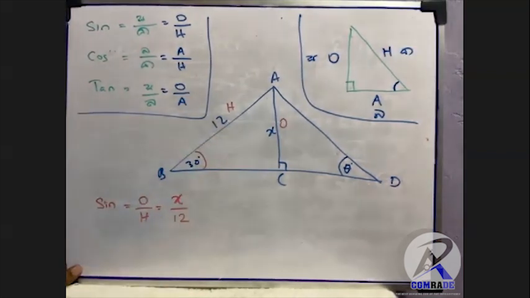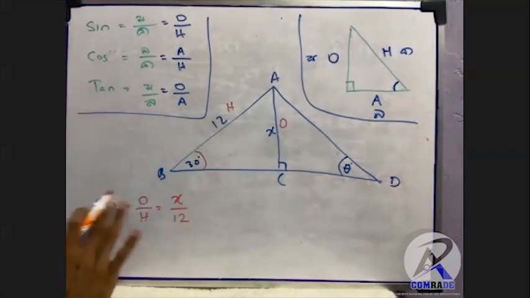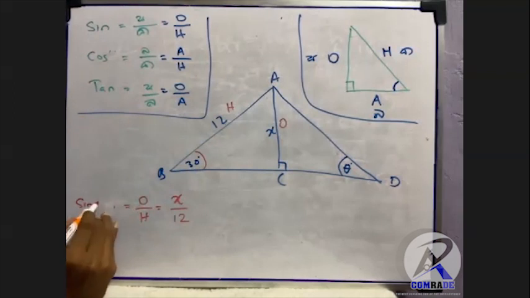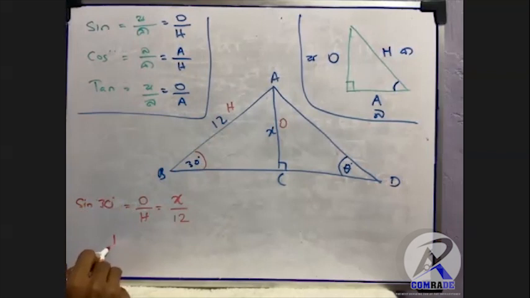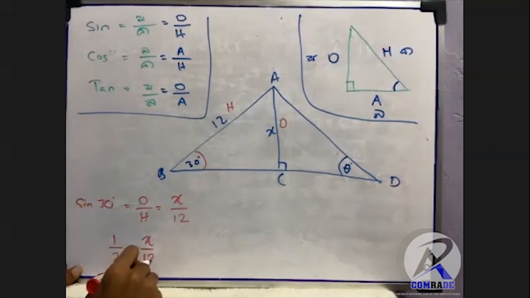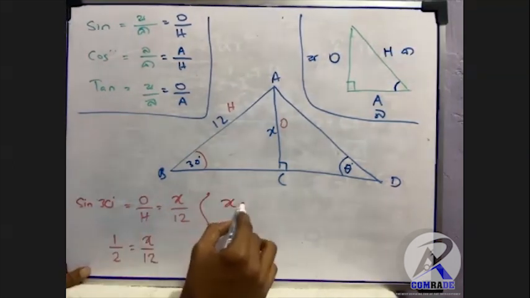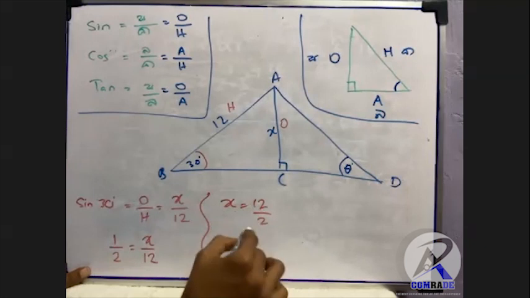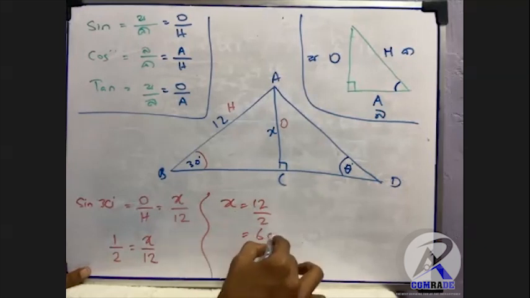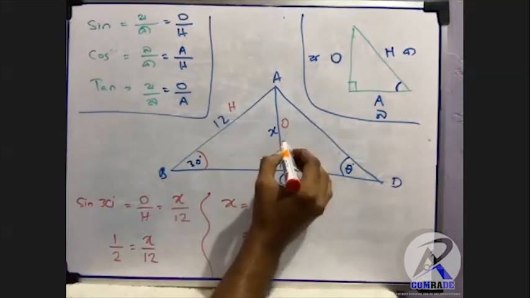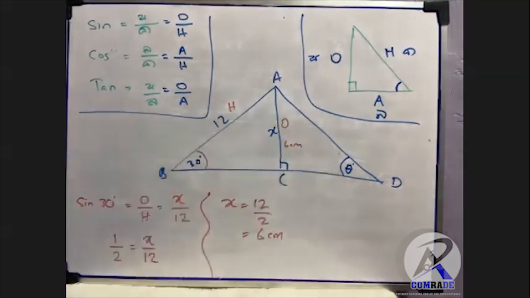They already gave it in the question: sine 30 equals half. So I can write half instead of sine 30, equals x over 12. Can I find x? Sure. 12 comes over here. x equals 12 over 2, equals 6 centimeters. So I can find x is 6 centimeters, right?